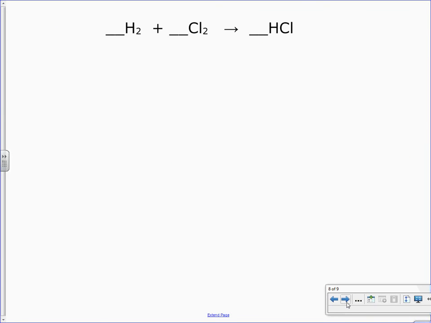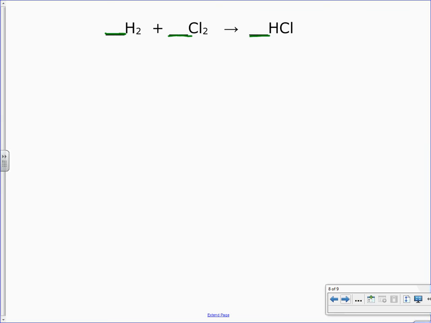So when you get to one of these on a test or, say, your homework, you're going to see a problem that looks like this. Often the hints that tell you that you need to balance an equation are these lines in front. That's sort of a dead giveaway that you need to put some numbers there. You need to balance this equation.